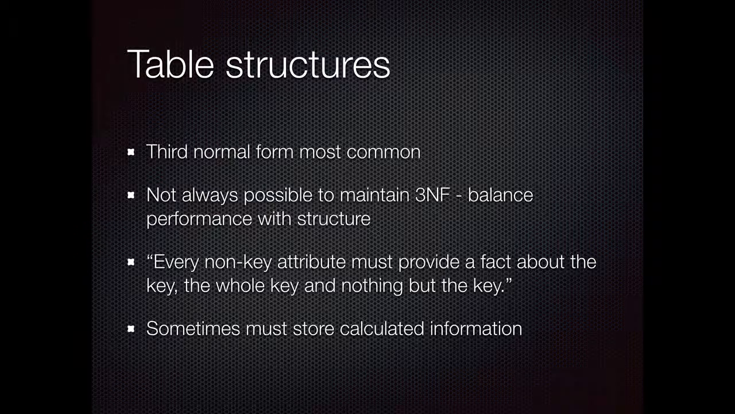Sometimes in order for a system to be functional and performant, it's not always possible to maintain third normal form. Just in case you're not familiar, third normal form can be colloquially summarized as every non-key attribute must provide a fact about the key, the whole key, and nothing but the key. In this case, the key is a single or a set of attributes that defines a particular row in that table. It could be an ID column, it could be a set of columns. It's up to you as a designer.